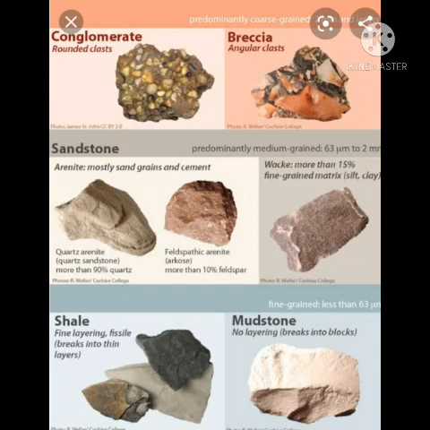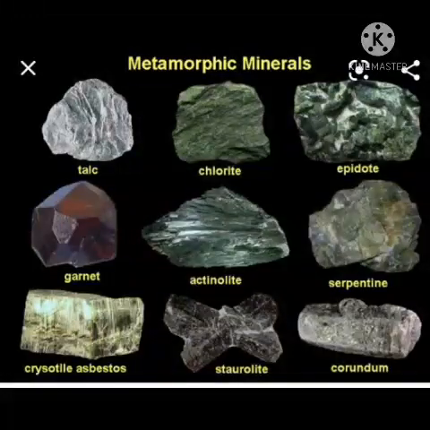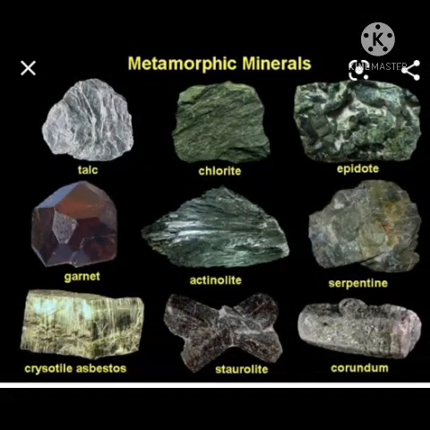Now we move on to the third one. The igneous rocks and sedimentary rocks can change into metamorphic rocks. How do they change? They change under great heat and pressure. For example, clay changes into slate, and limestone changes into marble. So marble and slate are two examples of metamorphic rocks. Slate is formed from clay and marble is formed from limestone.